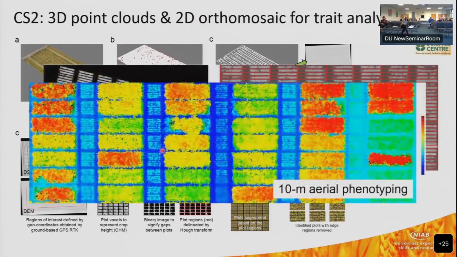Yeah, you can see this is basically when you fly a bit lower with the drone. Then the color coding is basically the height information. The higher, the redder, and the lower, the bluer.